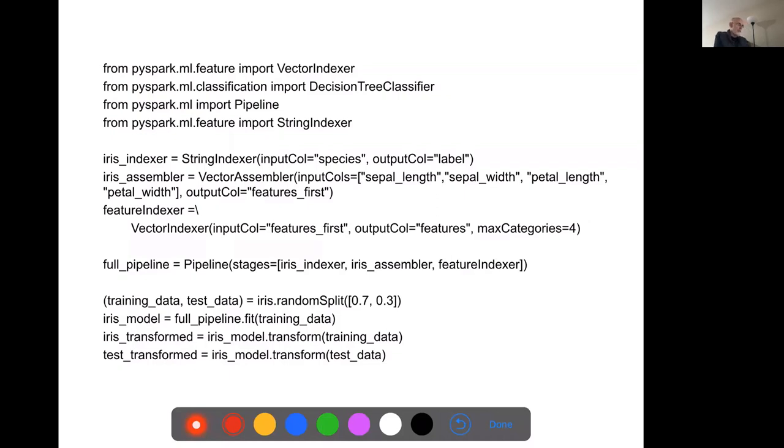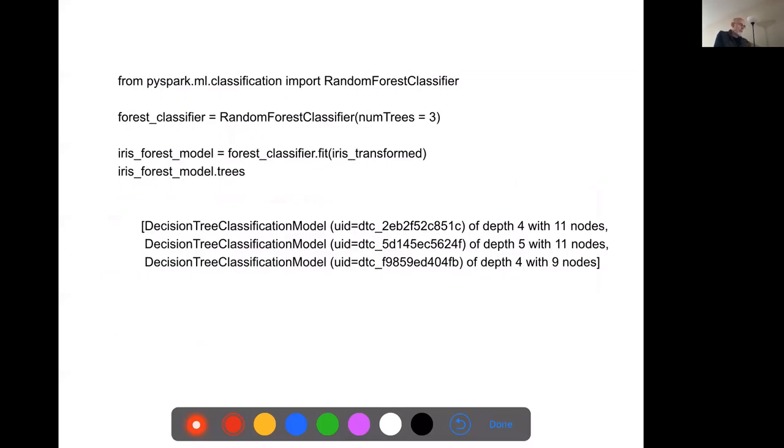And here's an example. Converting them to integral numbers, getting the right format. I think this is not the example I want. Here we go. Now I get import the random forest classifier. Specify how many trees we want. And now we get three different decision trees.